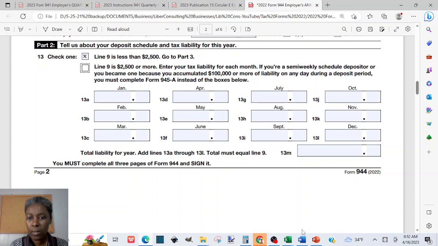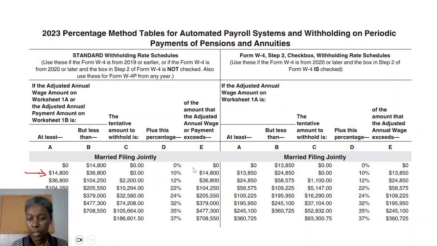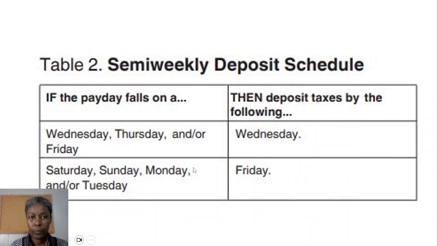Just know that you have to know in advance if you will have to prove that you made those deposits, because you'll be showing your breakdown by month or not.